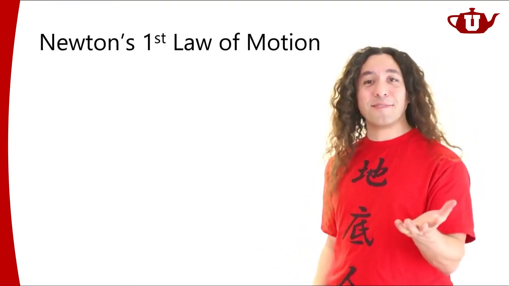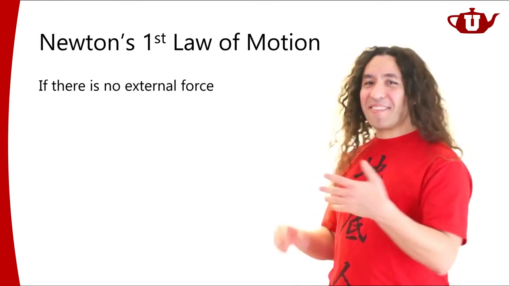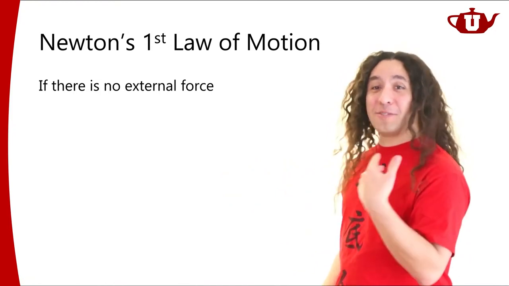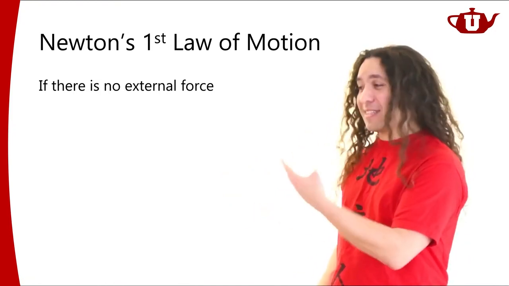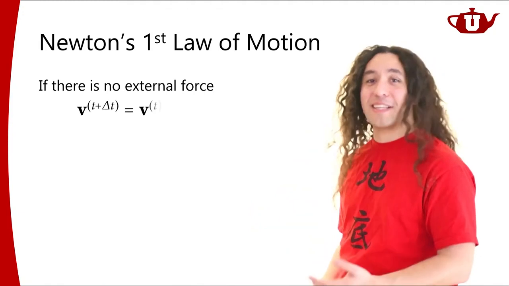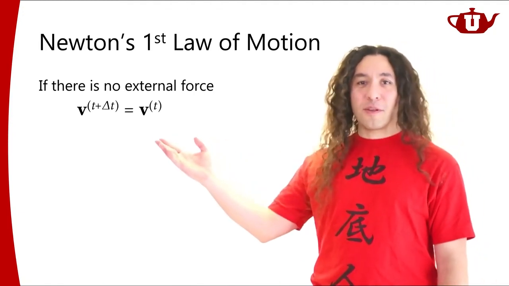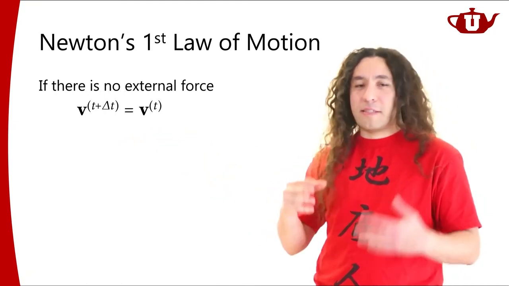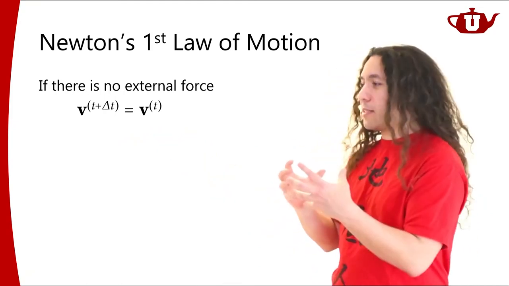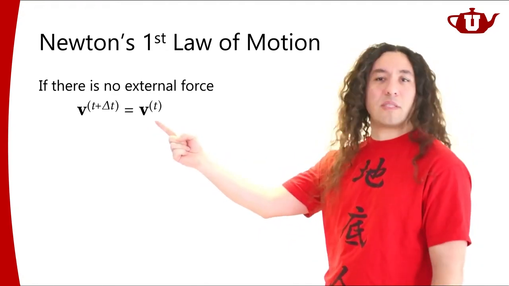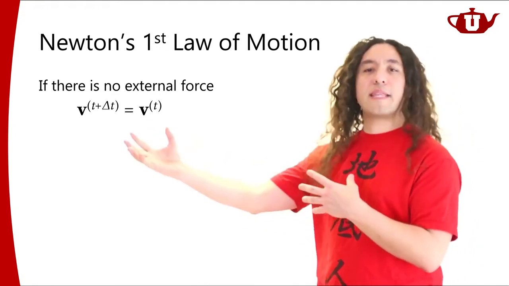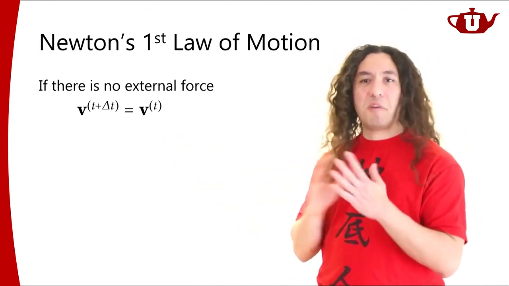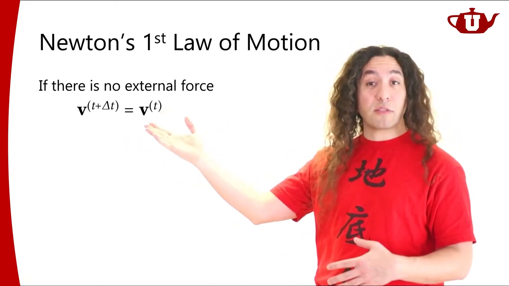It says, if there is no external force, an object that's moving is going to continue moving, right? An object that's stationary is going to be stationary. So basically, if there's no external force, then the velocity of the object does not change. If there's nothing impacting an object, and if it has some speed, this is v_t, it's going to continue with that speed. So its speed is not changing within the time step. Very, very simple. If there's no external force, velocity is constant.